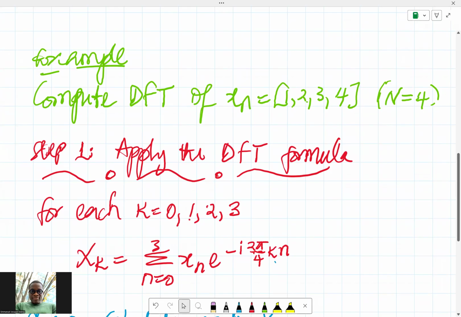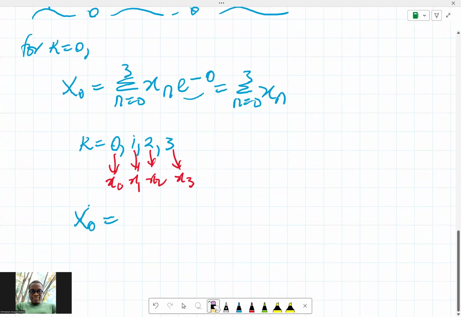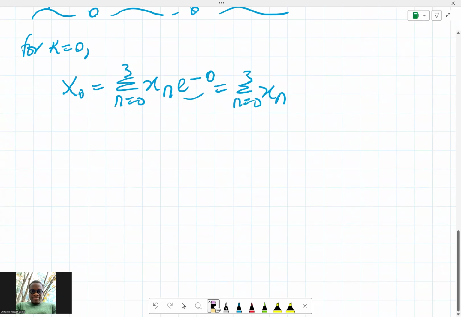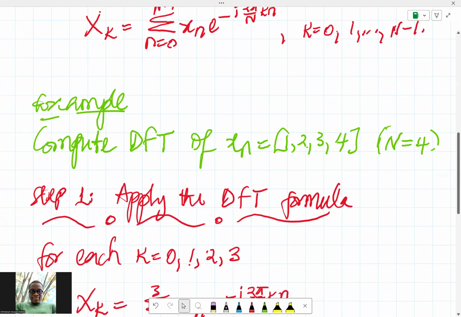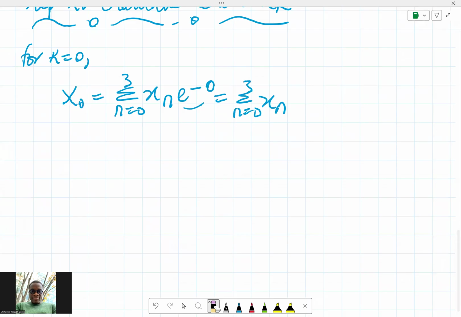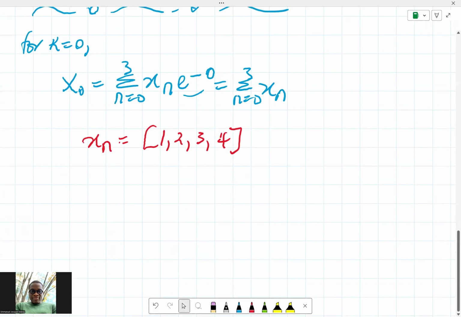So for each, when k is 0, this is xn. Oh, these are the values of our xn. Yeah, I think my explanation here is wrong. Because we already have our xn. Sorry, I should have seen that in the original question. These are our xn's. So our xn's are 1, 2, 3, 4. Nice. So we're good to go now.